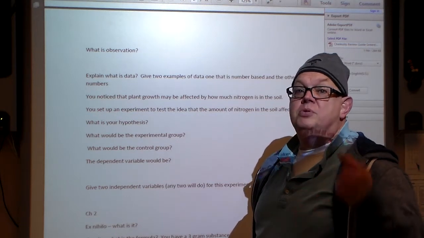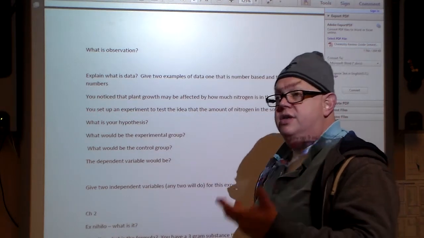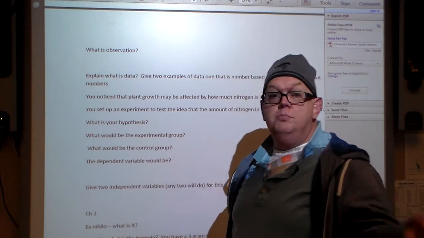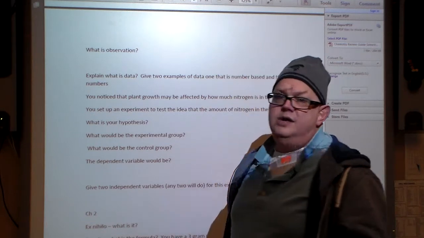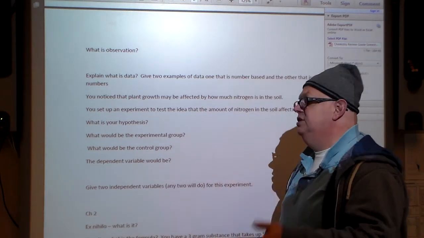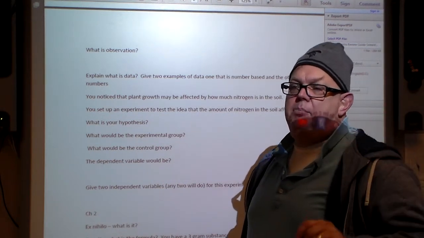The experimental group is the one that you are messing around with to test out this variable. The variable could be something like extra water or extra fertilizer, or you've poured acid into it. It depends. Okay, but you're testing for one variable.